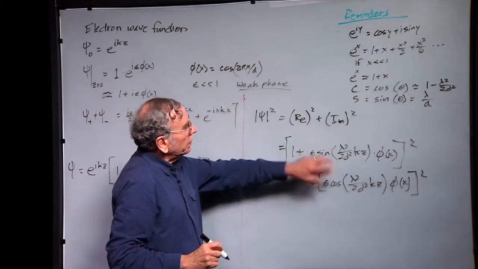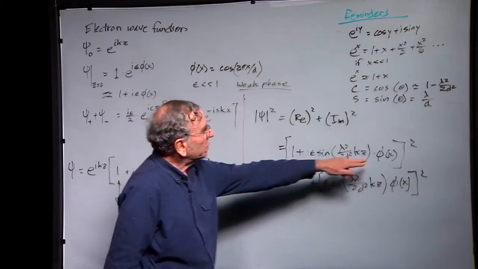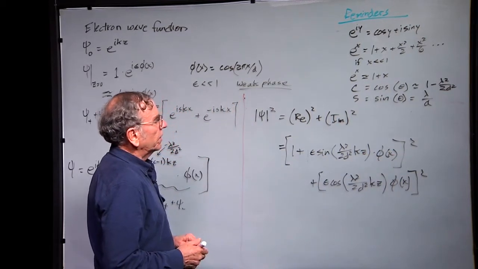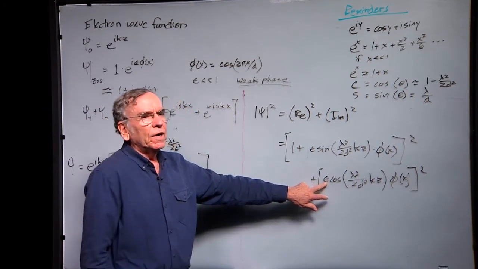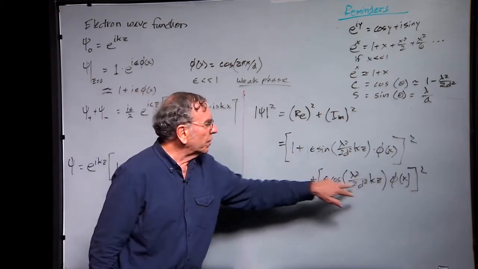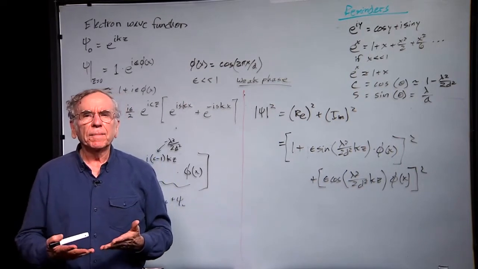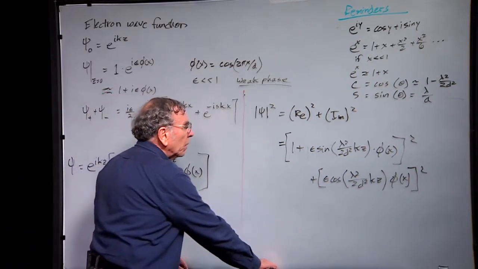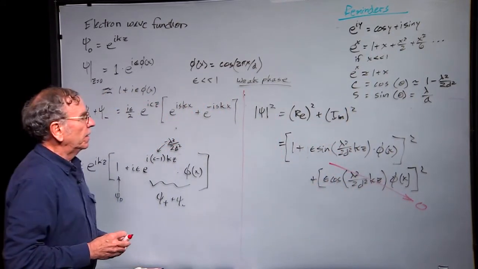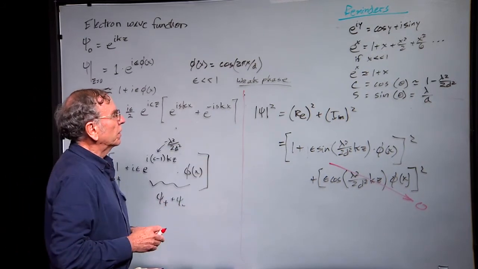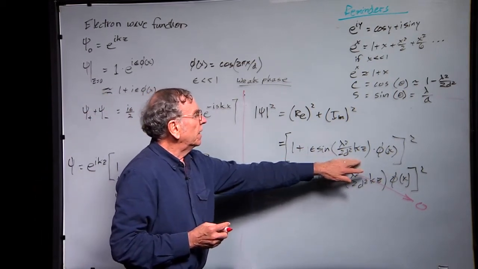Now, there's something very different about the real and imaginary parts. The real part has a 1 in here, so that when we square it, it's going to have a significant value. The imaginary part does not have a 1 in here. The magnitude of the only term that we have is epsilon. And remember, we made the weak phase approximation saying that epsilon is very small. And what that means is that we can ignore this part of the magnitude squared of the wave function. And so the intensity, the magnitude squared of the wave function, is just going to be this guy.